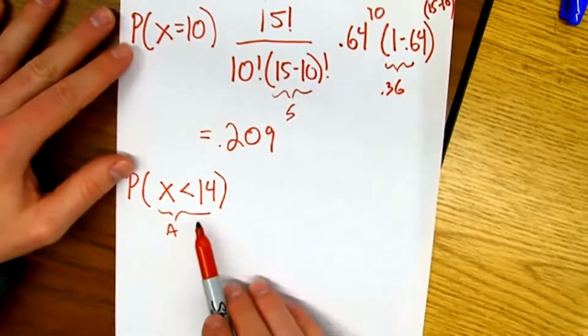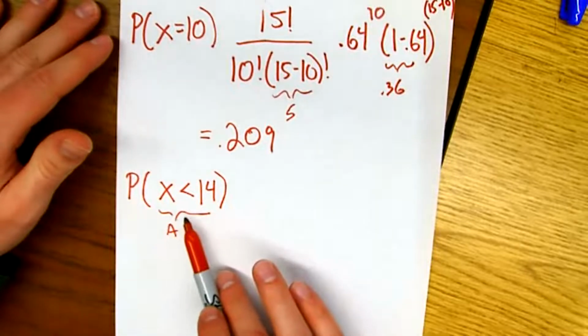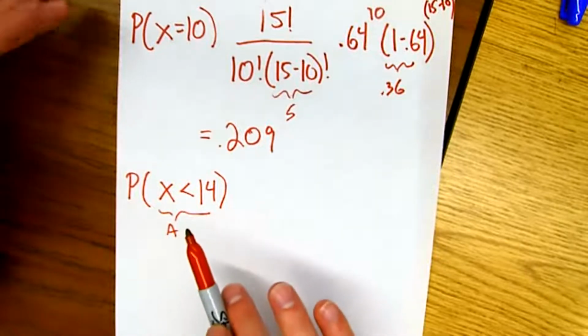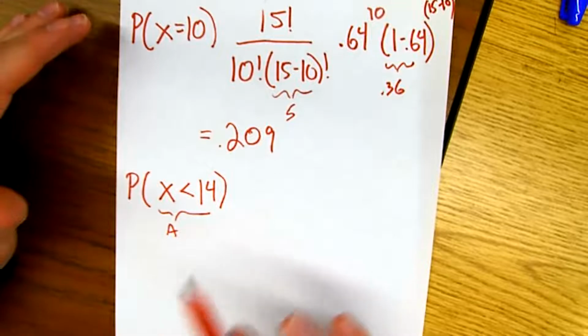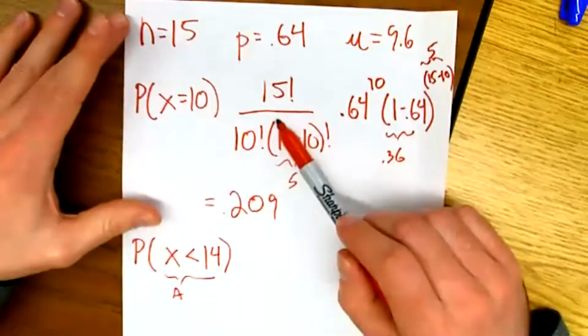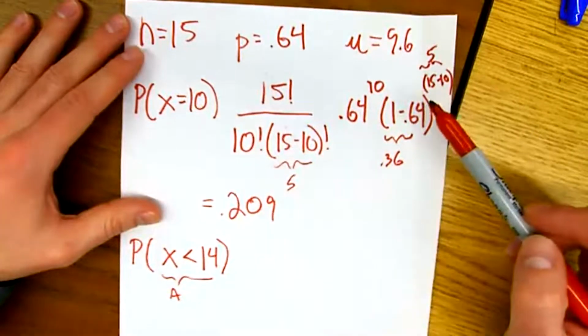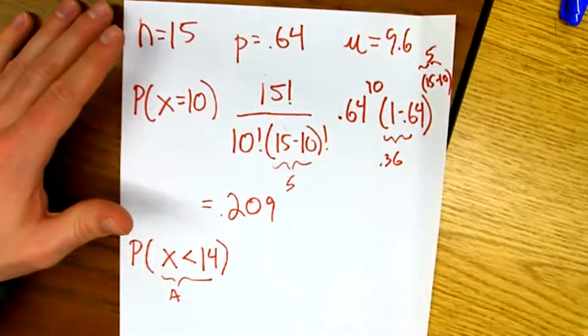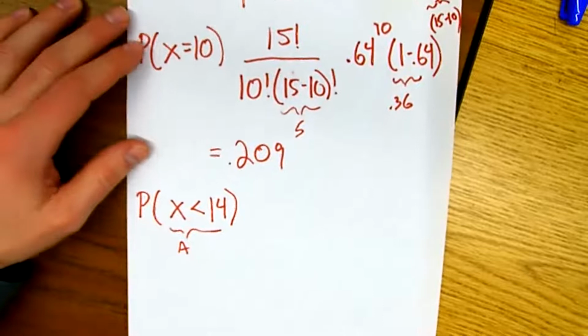So if I want to find this, I'd have to find the probability that x is equal to 13 plus the probability x is equal to 12 plus the probability. Well, each time I want to find one of those probabilities, I'm going to have to use this probability mass function, right? Well, that's going to be a pain, okay? So what's another way that I could find this?